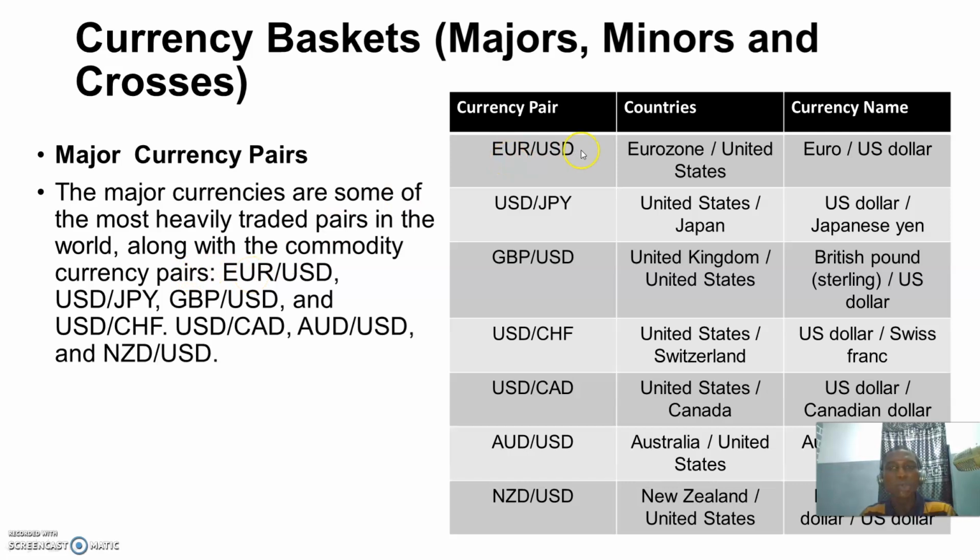As seen here, we have Euro USD, which is the Eurozone and the United States. The currency name is Euro USD. Now, the next currency is USD JPY from United States and Japan. Then the currency name is US dollar and Japanese yen. We see the GBP USD, United Kingdom and United States. The currency name is British pounds and the US dollar. USD CHF, United States and Switzerland. The currency name is US dollar and Swiss franc.